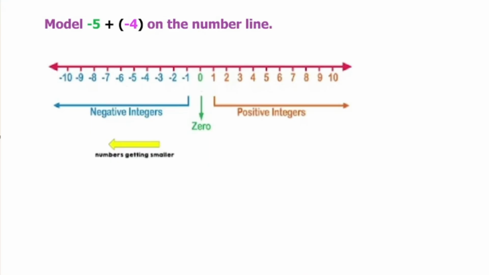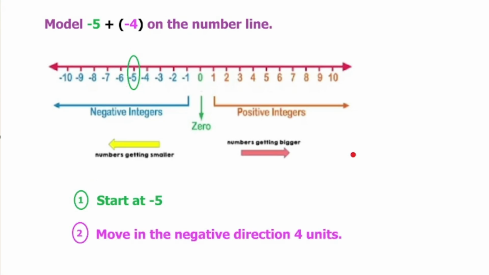Okay, so now we start at -5. Okay, so let's find -5. It's right here. Okay, then move in the negative direction 4 units. Okay, so we have to move in the negative direction 4 units because it's -4. Okay, so that means we move this way. So 1, 2, 3, and 4. We end up here at -9. Okay, so that means -5 plus -4 equals -9.